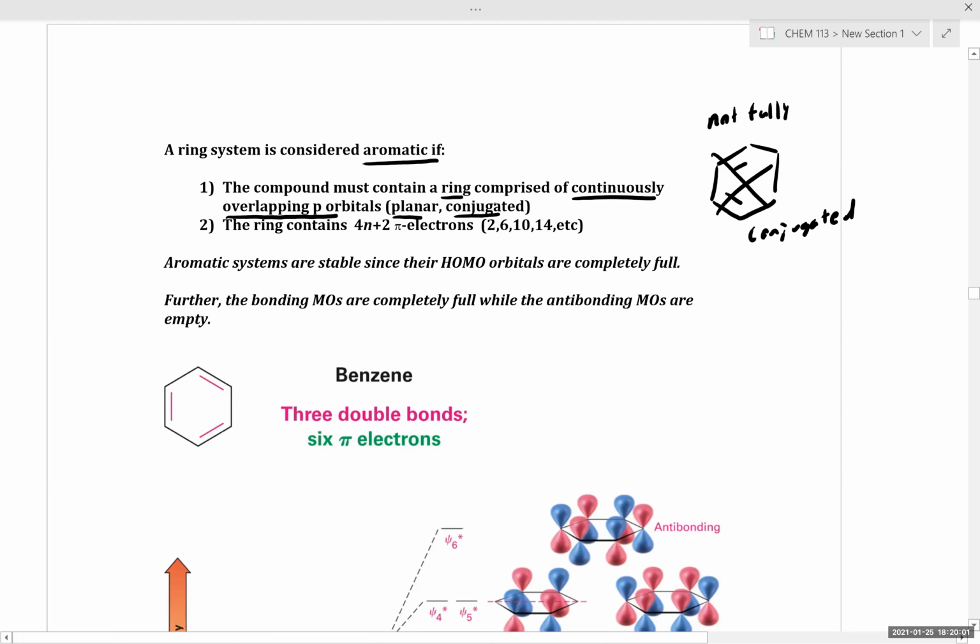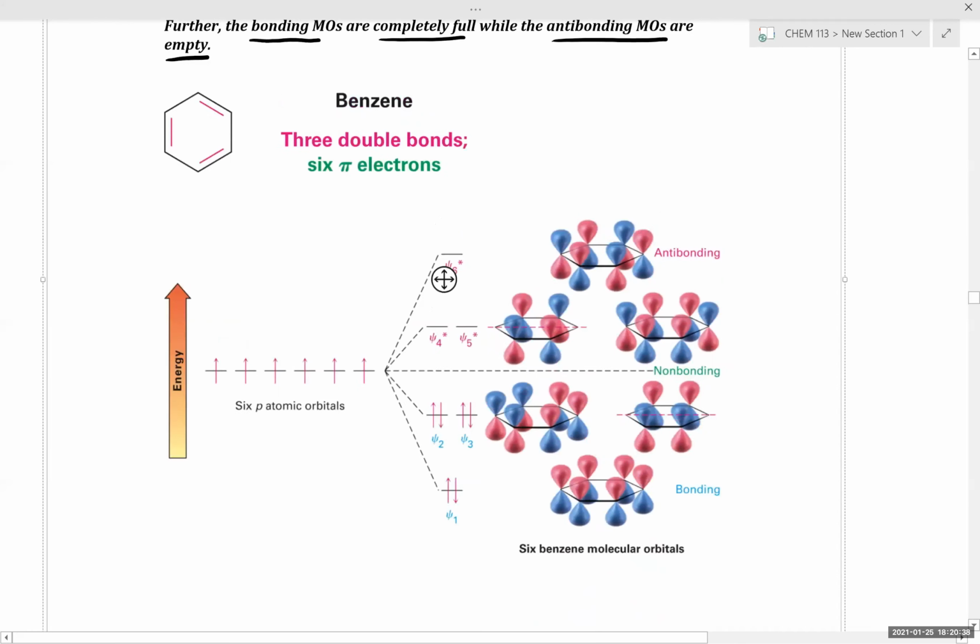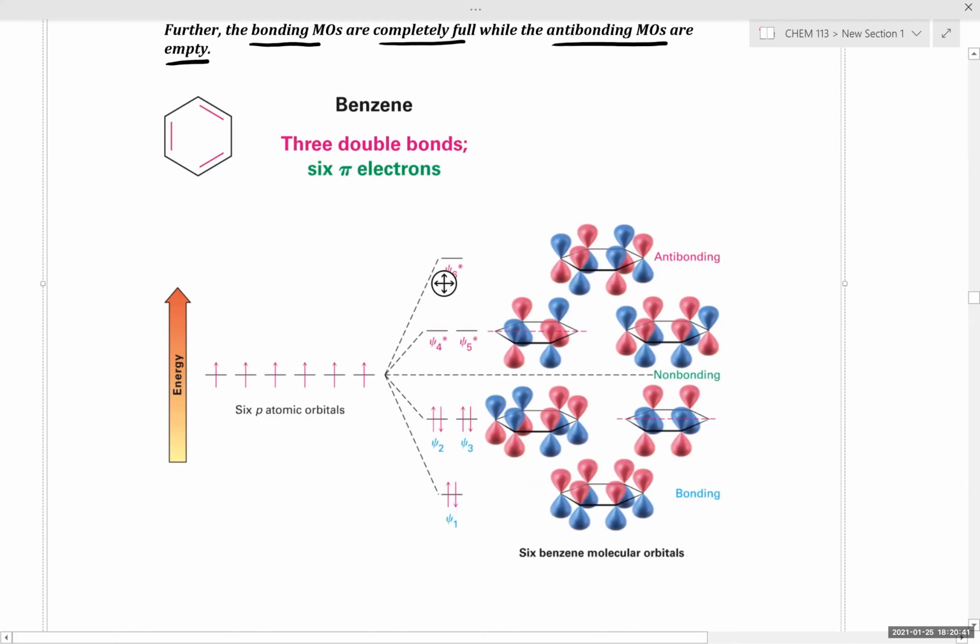Aromatic systems contain a ring comprised of continuously overlapping p orbitals. Second, a system is aromatic if it has 4n+2 electrons, where n is an integer whole number. So 2, 6, 10, or 14 are viable electron counts for an aromatic system. Aromatic systems are stable since their HOMO orbitals are completely full and their bonding MOs are completely full while the anti-bonding molecular orbitals are empty. We've seen this when we looked at benzene with its 6 pi electrons and 3 double bonds.